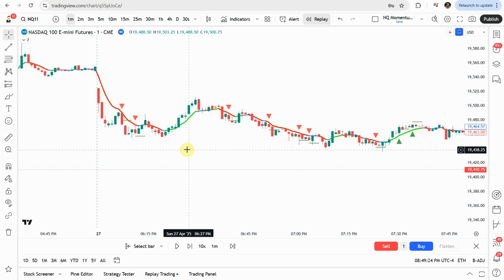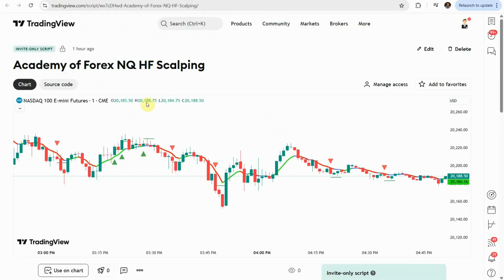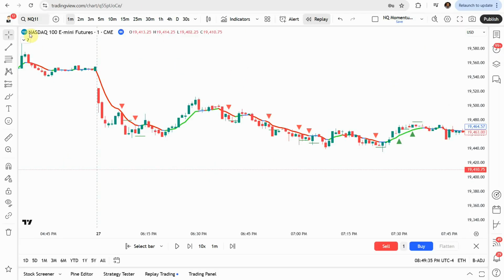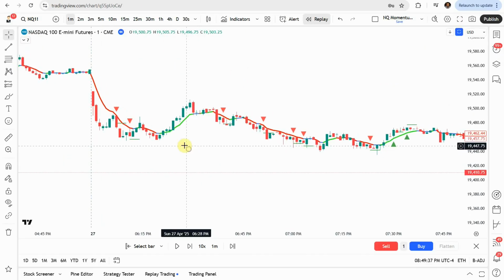And so that's why I've created this indicator here, which is the Academy of Forex NQ HF scalping indicator, the high frequency scalping indicator. And the setup on this is pretty darn simple. But before we take a look at it, let me go ahead and fill you in more on Will from Will Trades, and then we'll take a look at the indicator on the other side.